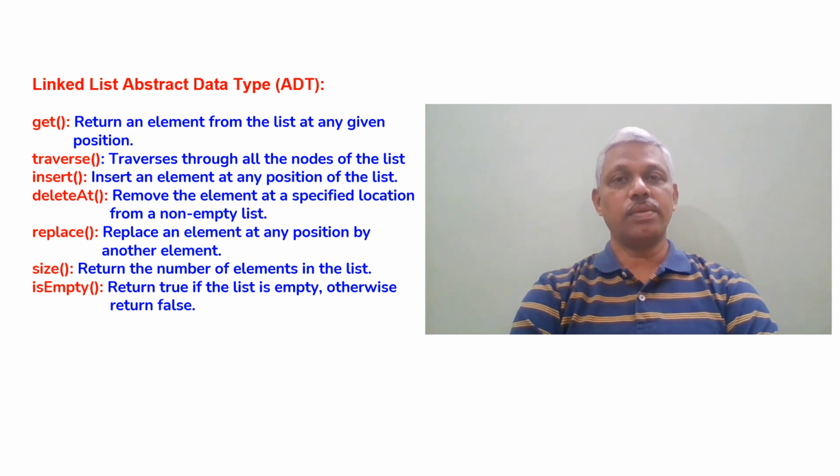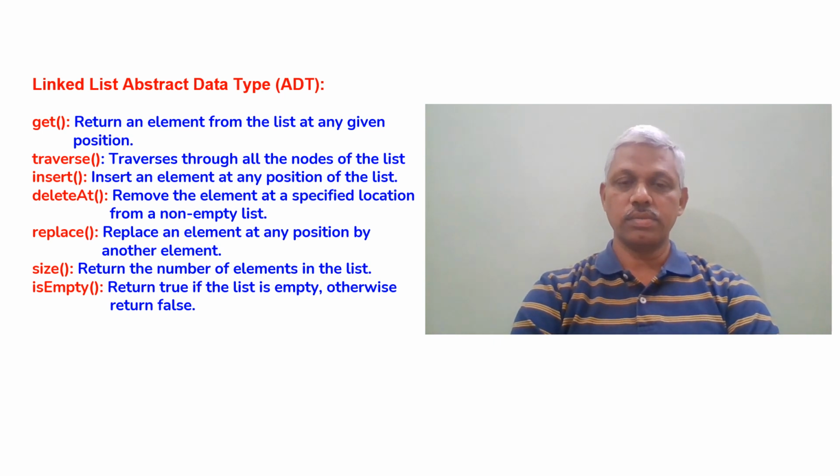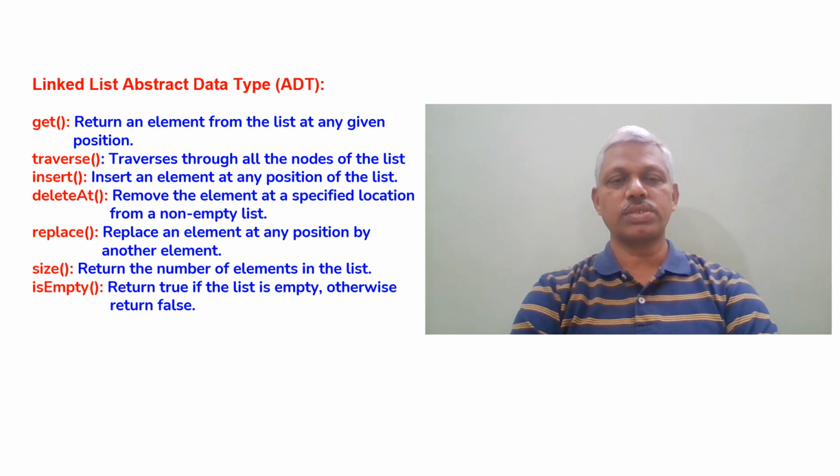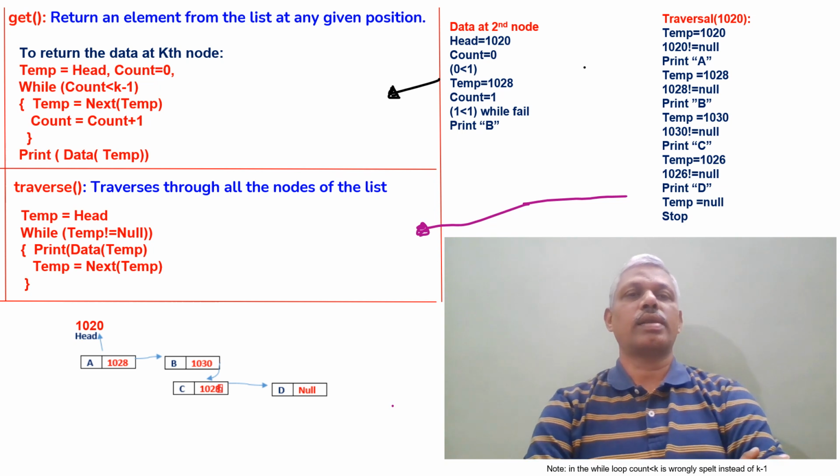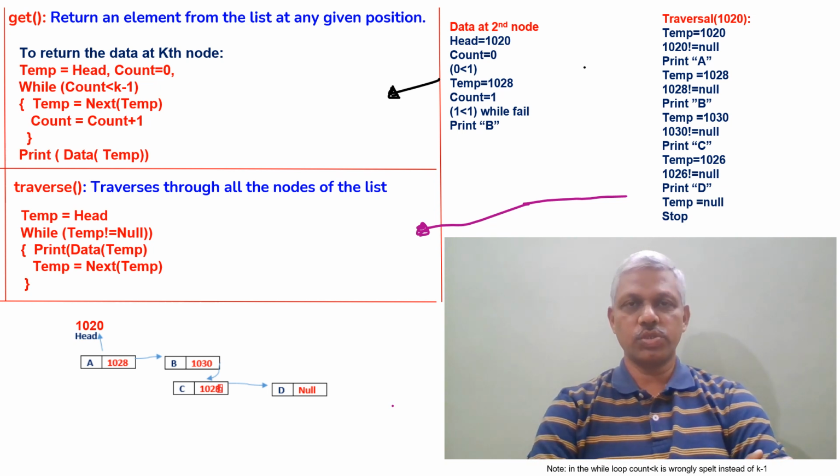Replace the element at any position by another element. Size, which indicates the size of the linked list, and isEmpty. Under what conditions do we say that the linked list is empty? Get is a functionality which returns an element from the list at a given position.